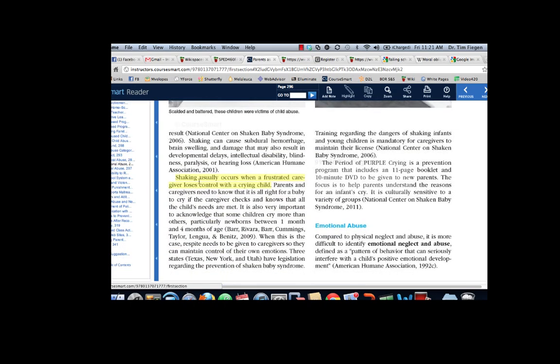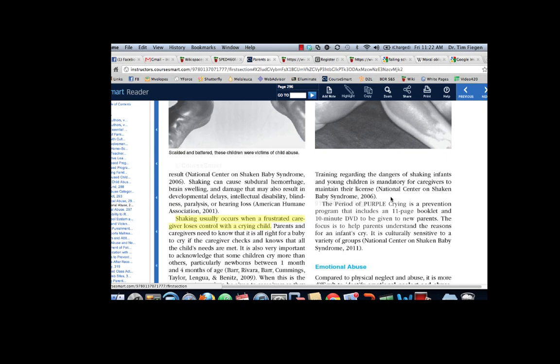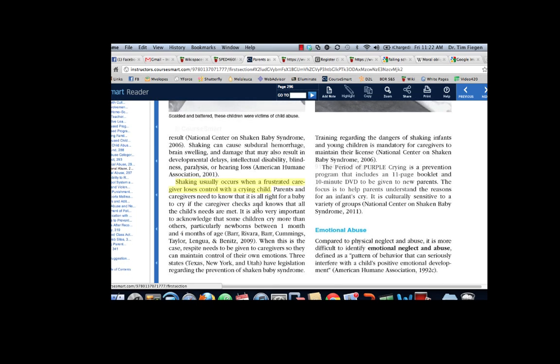But anyway, the shaken baby usually occurs when a frustrated caregiver loses control. Okay. The Purple Crying Prevention Program includes an 11-page booklet about this. So, yeah, shaking, you've heard this. It's the subdural hemorrhaging, the brain swelling damage, and it can also result in developmental delays, intellectual disabilities, blindness, paralysis, hearing loss, all part of that. But generally, when they're frustrated is when the baby gets shaken.